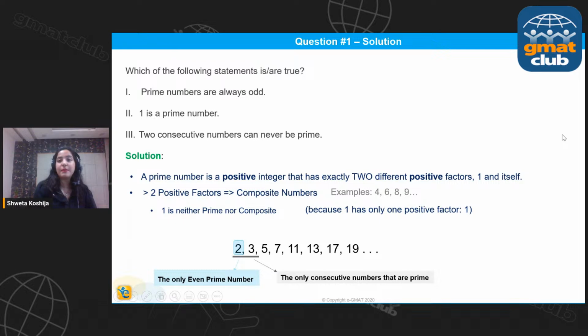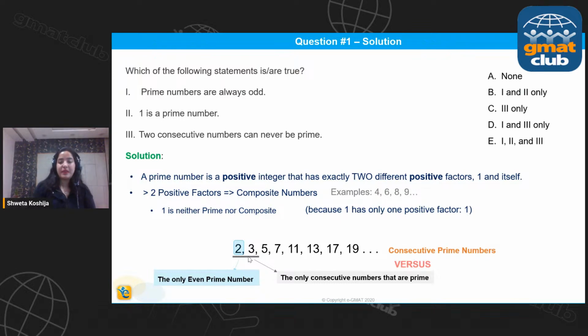So every time from here on, there will be a gap. You can see 3 to 5, there's a difference of 2, 5 to 7, difference of 2, 7 to 11, difference is 4, and so on. The difference is never again going to be 1. And that's it. Using all of these pieces, we can say that out of these three statements that we had in this question, none is true. All of them can be false. Good. With this, let's move on to question number 2.